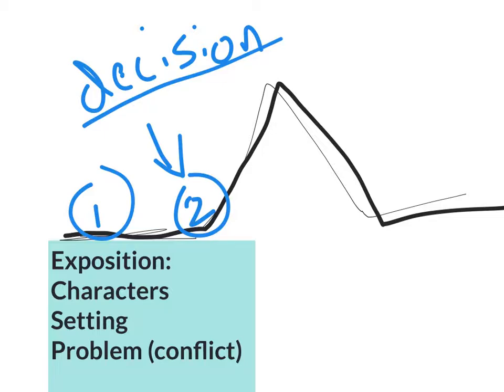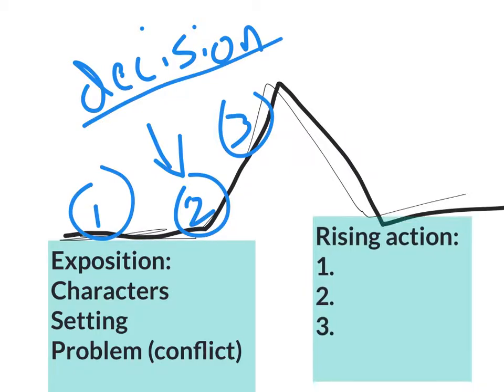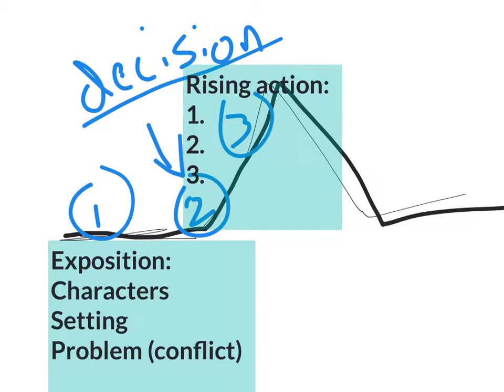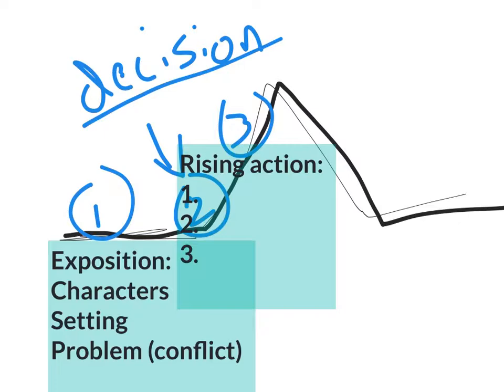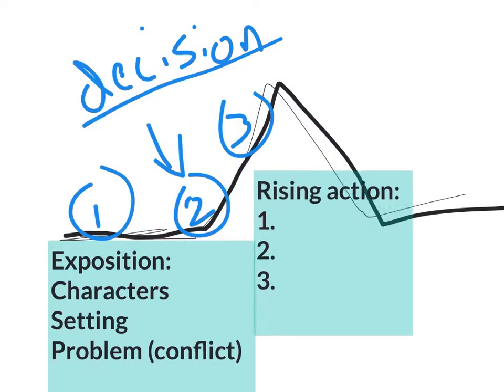Okay, so then we have rising action. And as we know, rising action has to do with the events of the story. So the rising action is when the character tries to solve their problem or goes through certain steps. First they do this, then they do this, then they do this. That's the rising action. And there's some tension there. We're waiting for something to happen. We're wondering what's going to happen.